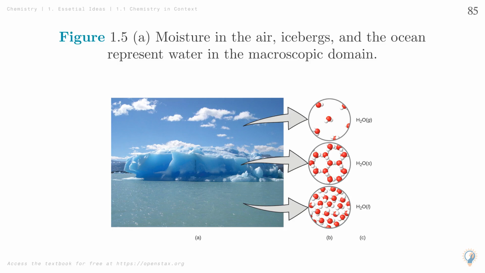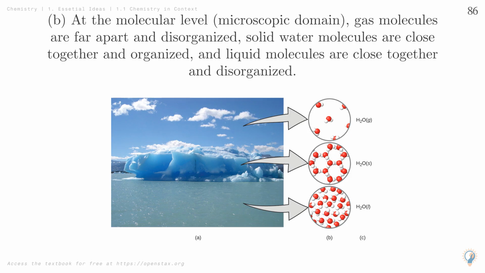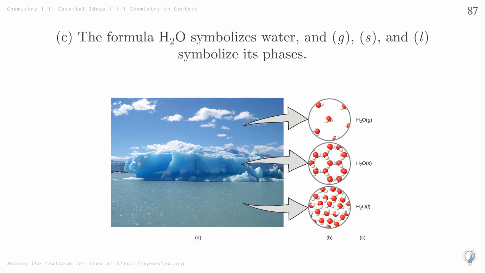Figure 1.5a. Moisture in the air, icebergs, and the ocean represent water in the macroscopic domain. B. At the molecular level, microscopic domain, gas molecules are far apart and disorganized, solid water molecules are close together and organized, and liquid molecules are close together and disorganized. C. The formula H2O symbolizes water, and G, S, and L symbolize its phases.